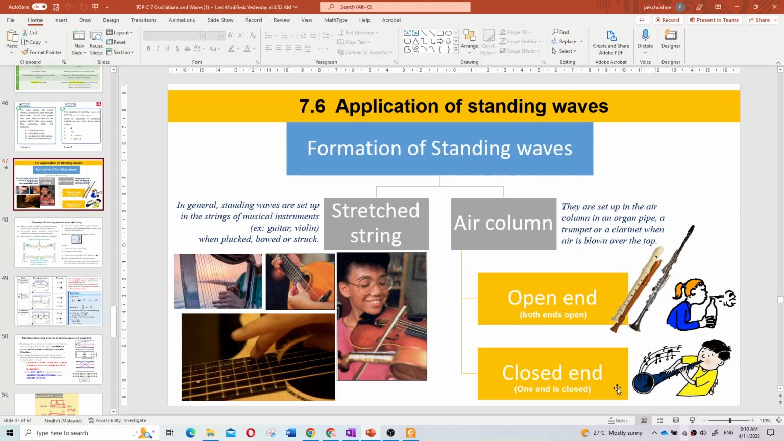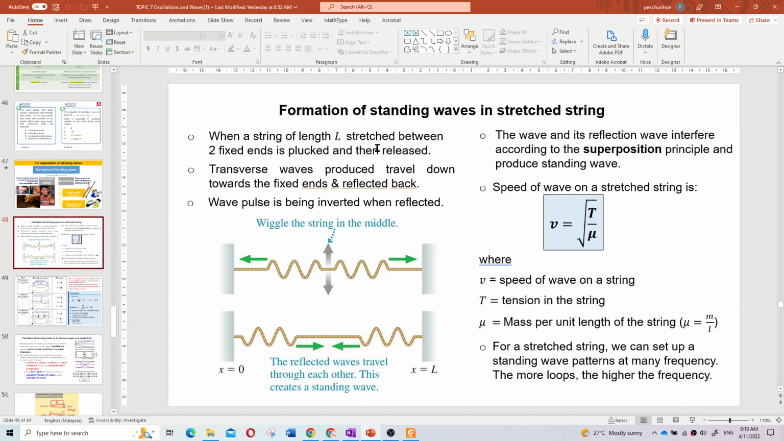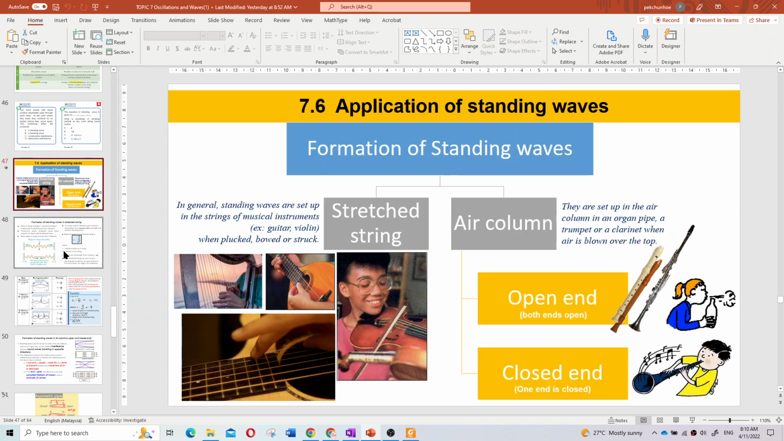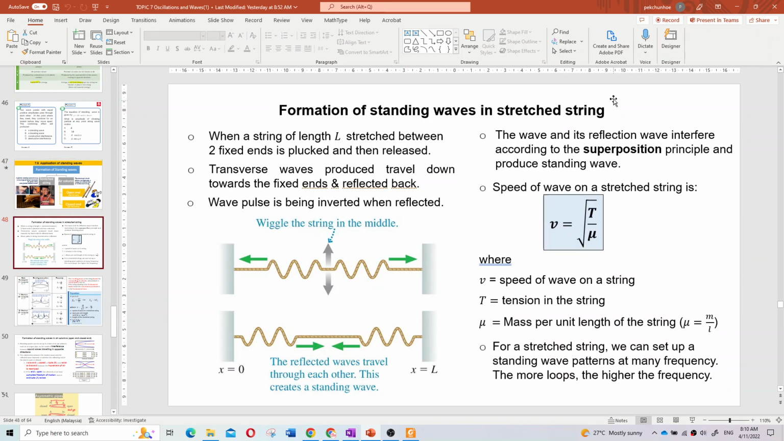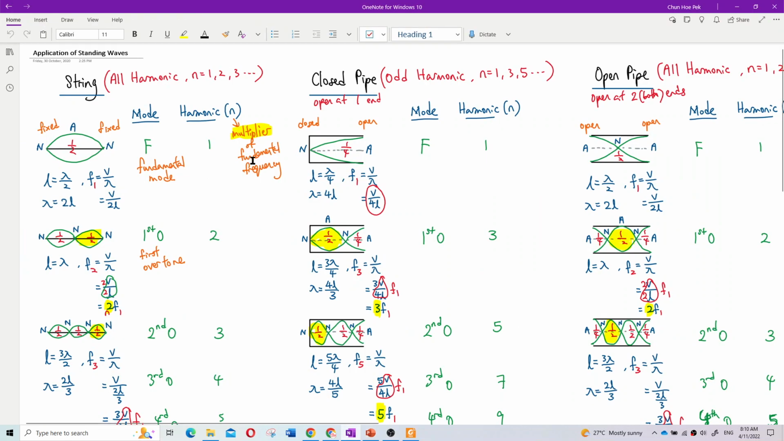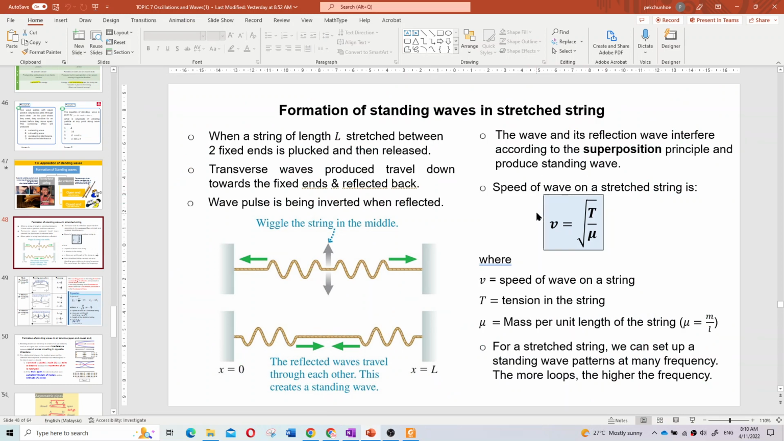Okay, very nice. So now we will explain about string, yeah? Formation of standing wave in string. I've explained a little bit about the fundamental mode for string, okay? Now, first of all, this formula: speed of wave on a stretched string, v equals square root of T over mu. T is the tension in the string, and mu is the mass per unit length of the string.